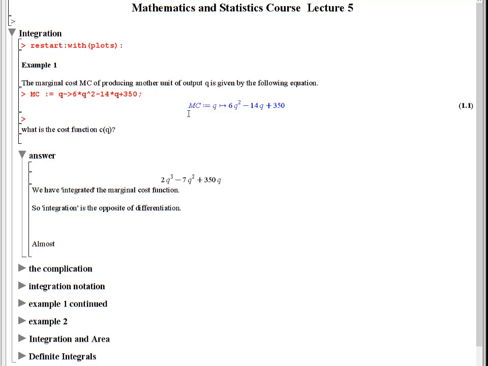So what we've done is we reversed the process of differentiating. We differentiate this, we get this. We reverse that to get back from here to here. So what we have done is we have integrated the marginal cost function. So integration is simply the opposite of differentiation. Fine, so it's fairly simple. Here's the word almost, because it's only almost.